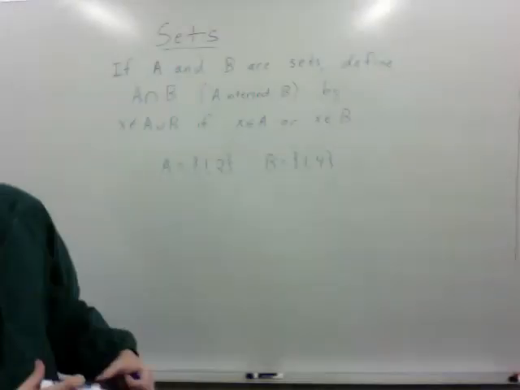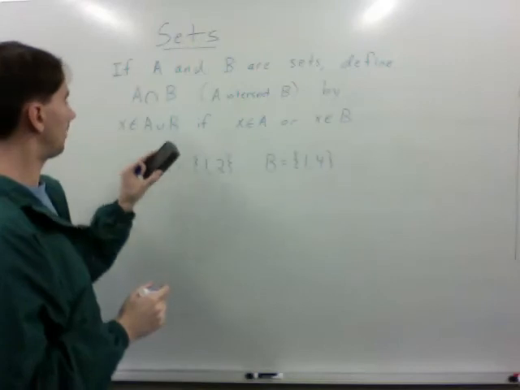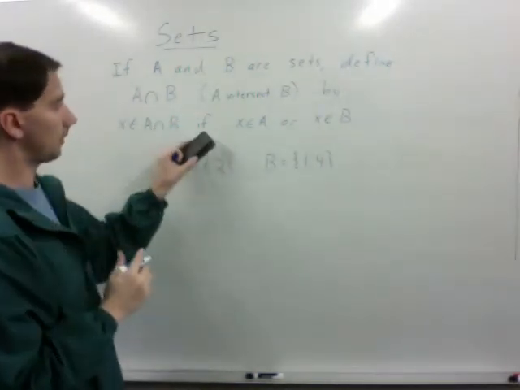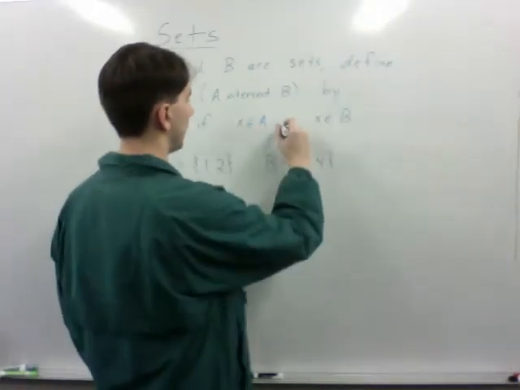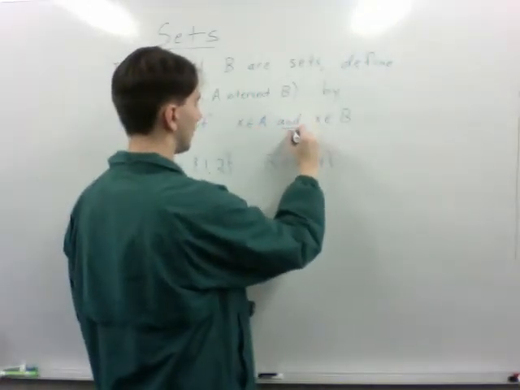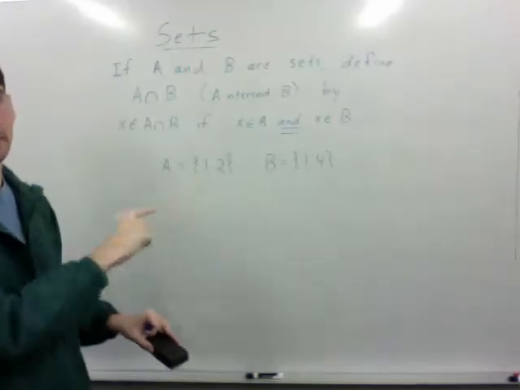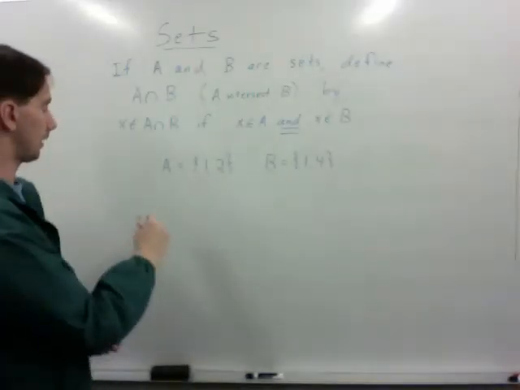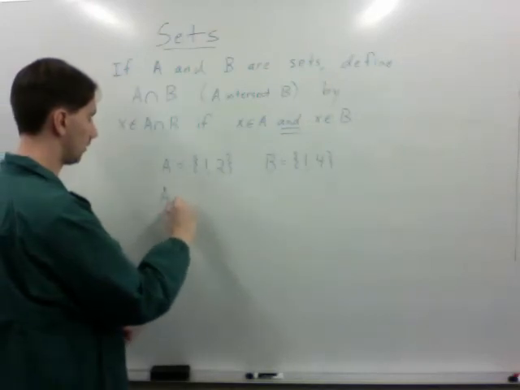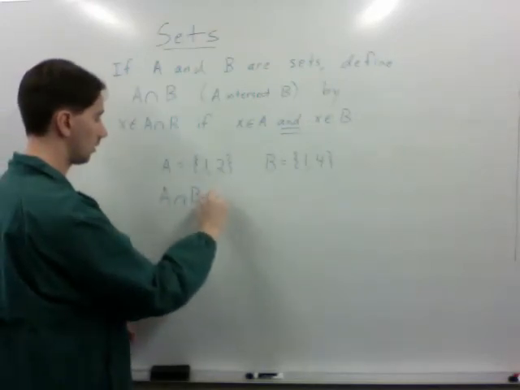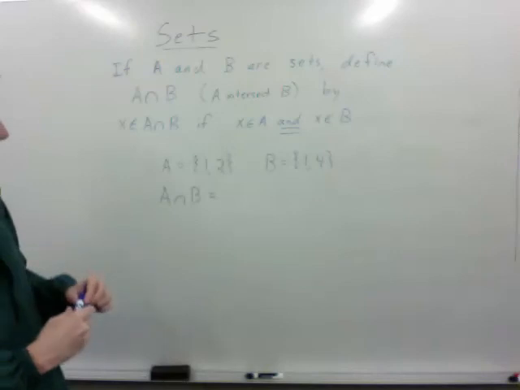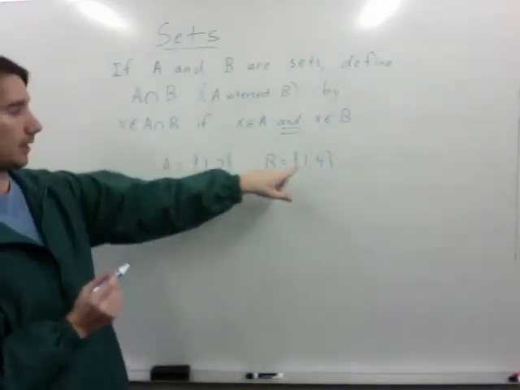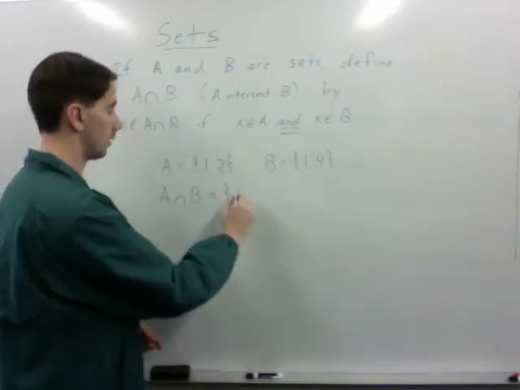So it's the intersection, or what's contained in both of them, by X is in A intersect B if X is in A and X is in B. So this is the key difference. It's not an or, it's an and now. So let's take our same sets, A and B, and let's find the set that's A intersect B. So now we only include those things which are in both A and B. So 1 is in A and 1 is in B. So 1 goes in the set.